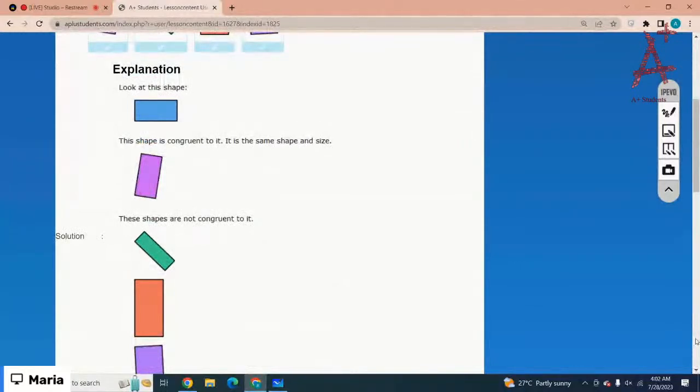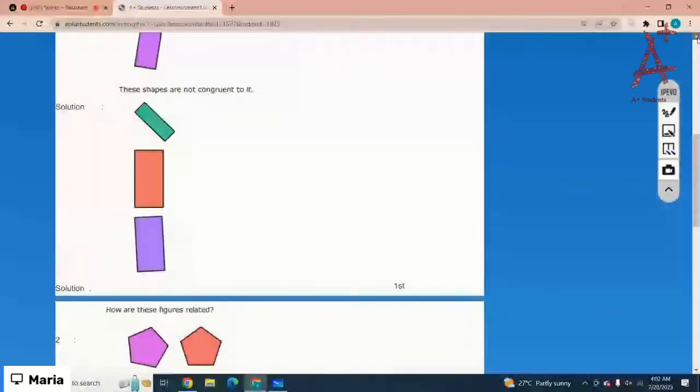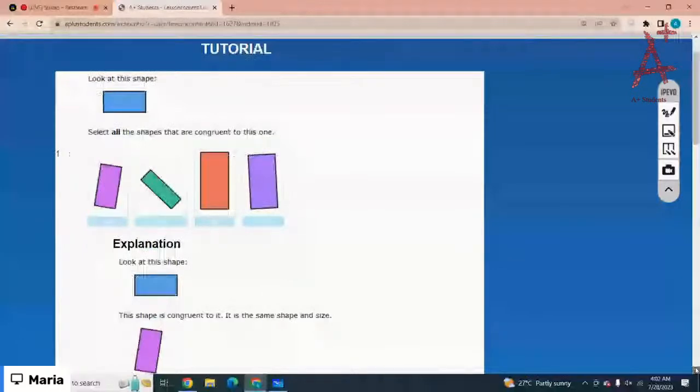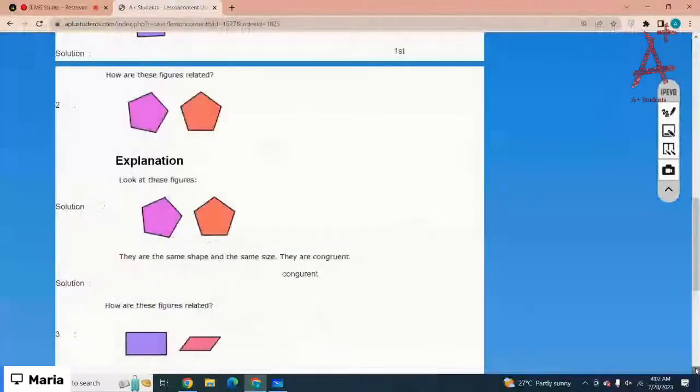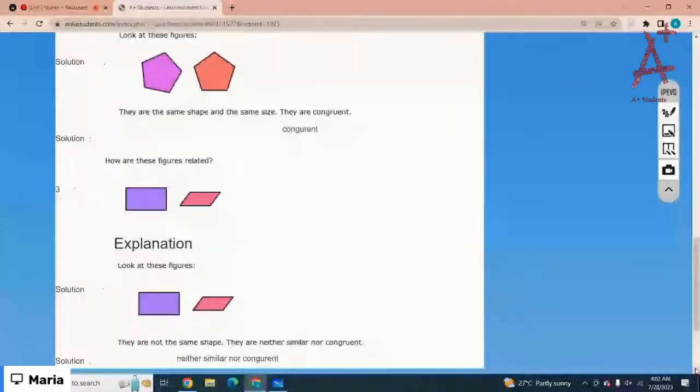Okay, let's just look at the next question. How are these figures related? You are given two figures, you have to see how they are related. So they have the same shape and same size. That means they are congruent. Got it? Okay, the next one: how are these figures related? They are not the same shape, they are neither similar. So that means they are neither similar nor congruent. Got it? Let's just start with the practice questions.